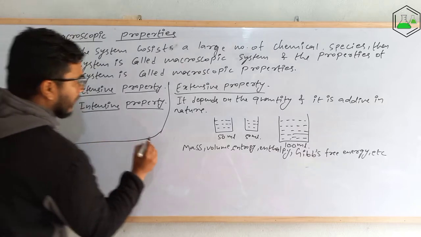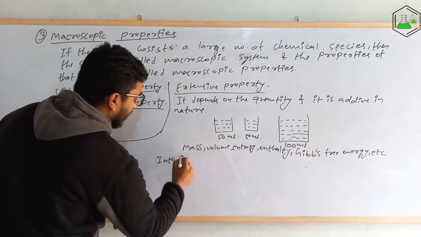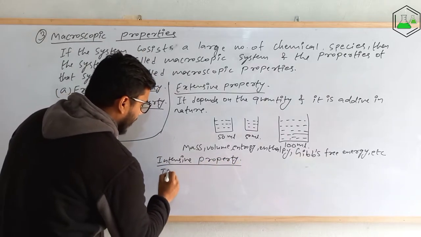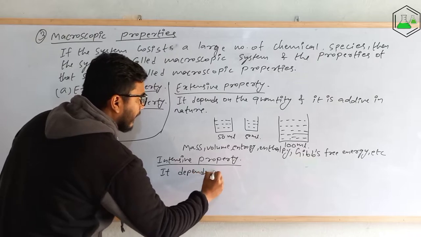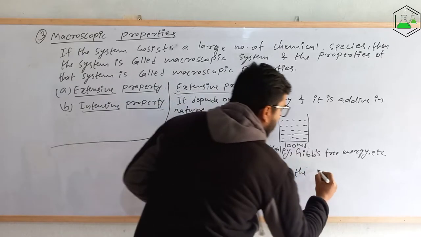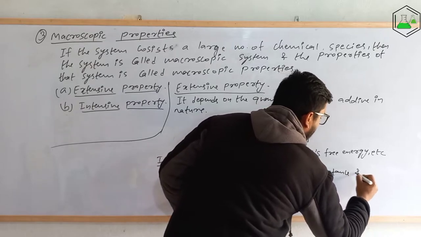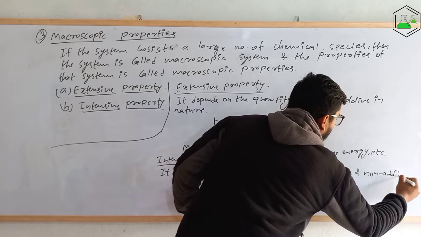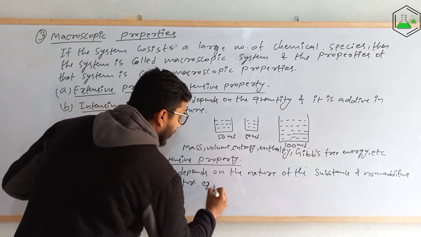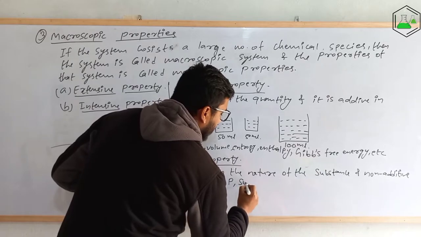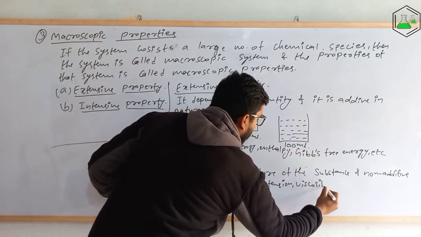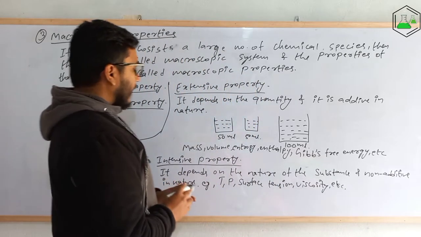Now another property is, I'll write over here, intensive property. So intensive property, let me write that, it depends on the nature of the substance and they are non-additive in nature. Examples might be temperature, pressure, surface tension, similarly viscosity, etc. So these are some of the examples of intensive property.